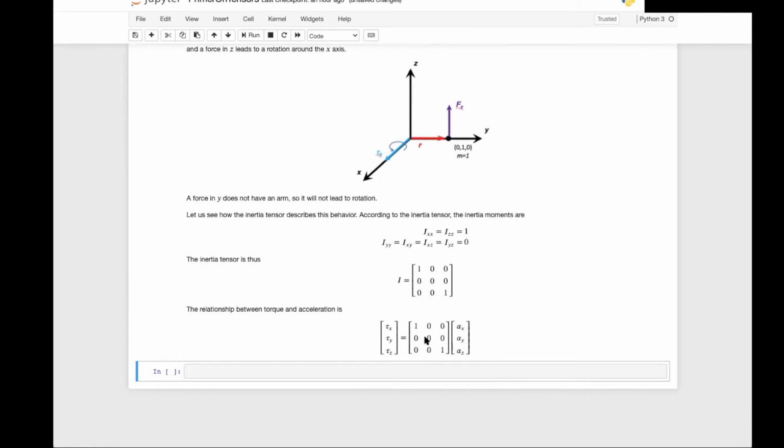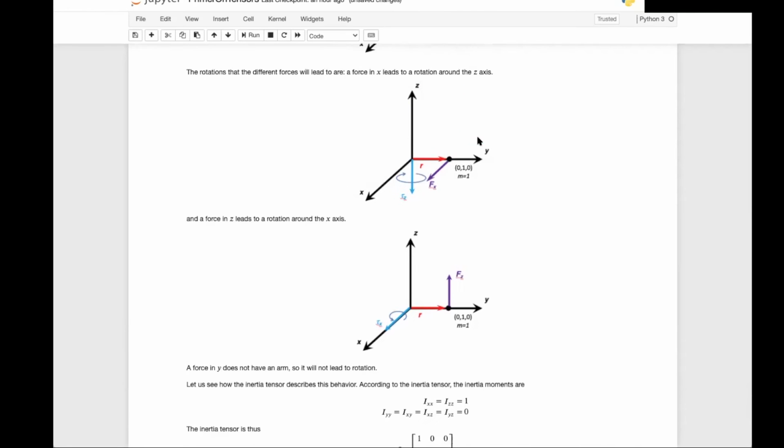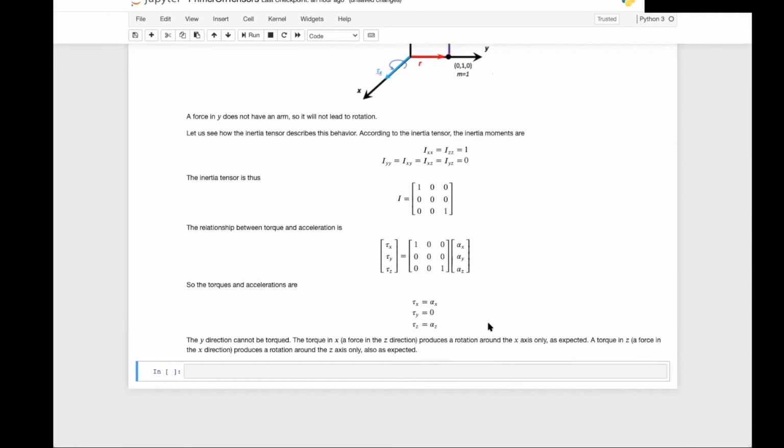We can compute from that the relation between torques and acceleration, and then writing it in components, we have the three equations for the torque in x, y, and z. So what we see here is that the y direction cannot be torqued. That's what we got from the graphical representation, doing the right-hand rule.